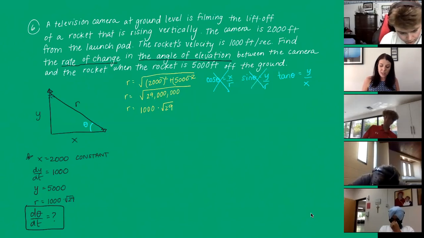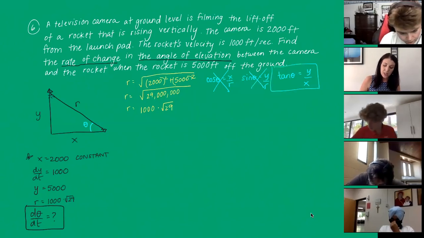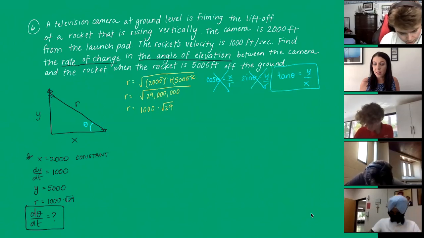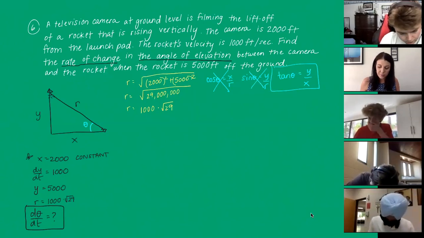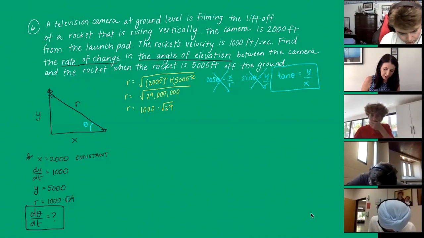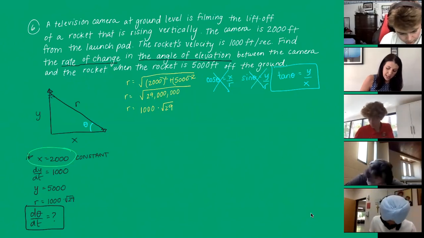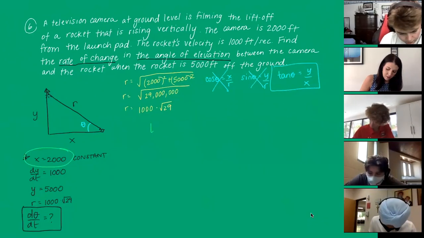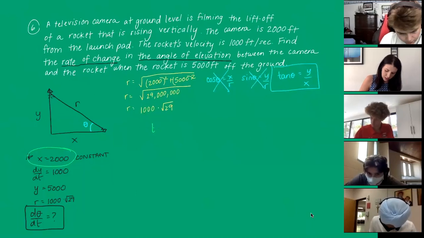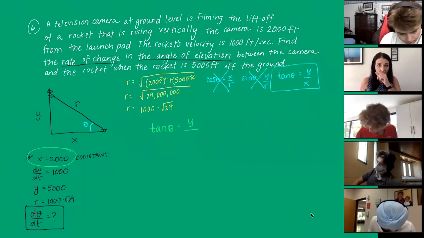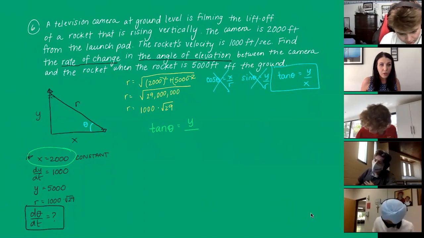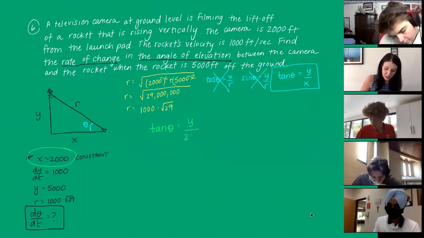So we are going to choose this last option. We are going to choose to take tangent of theta equals y over x as our equation that relates our information. And we're going to plug in our given information right away. That is a constant. So any constants get plugged in right away. So that gives me tangent of theta is equal to y. Y is not constant, right? The rocket's moving. So y has to still be in there, over our x, which is 2000.